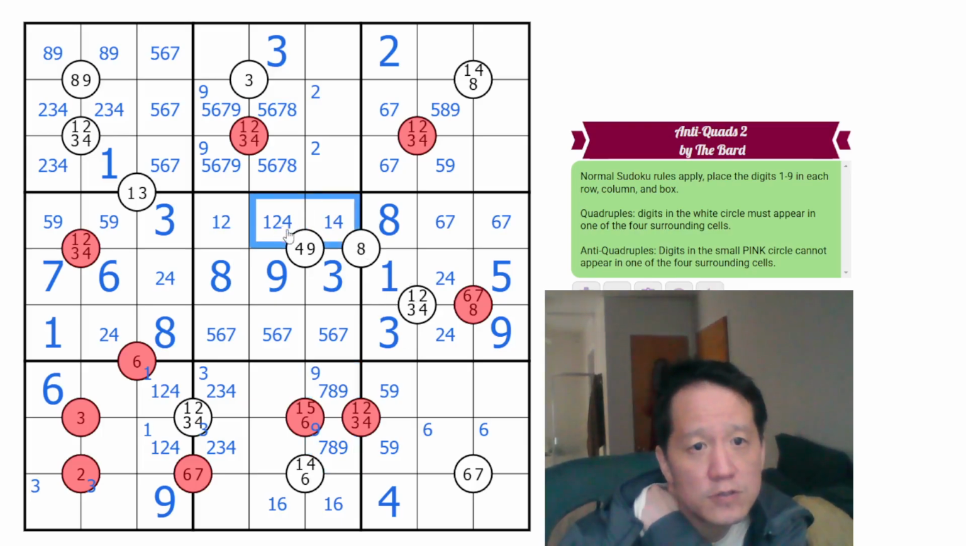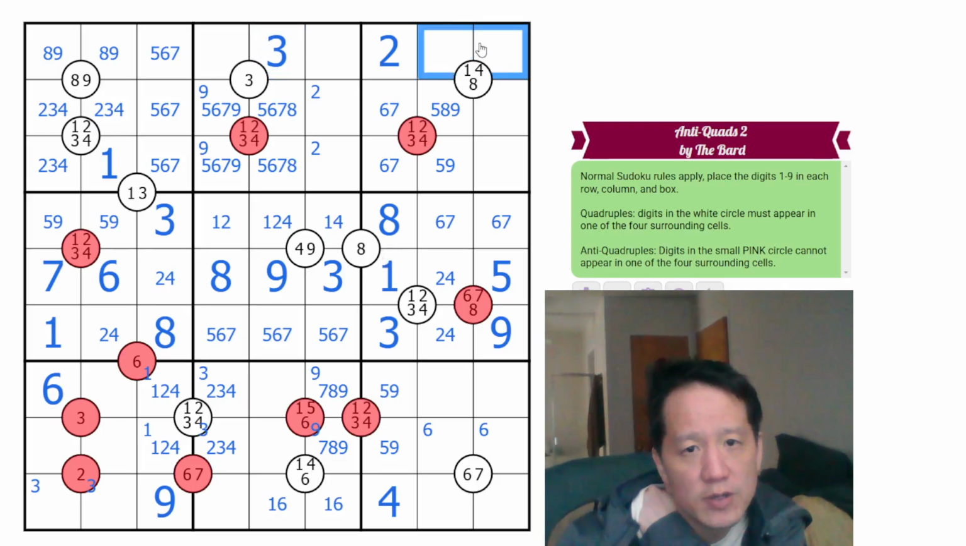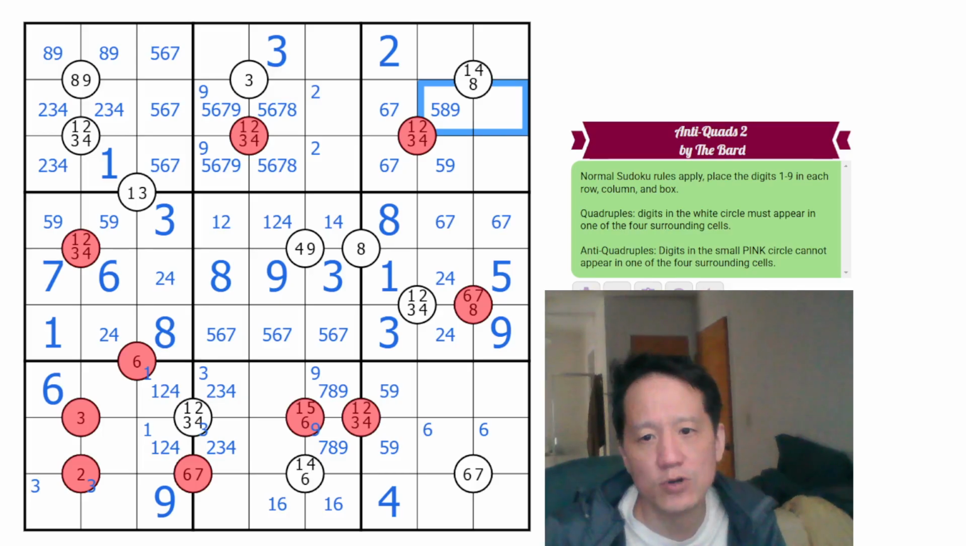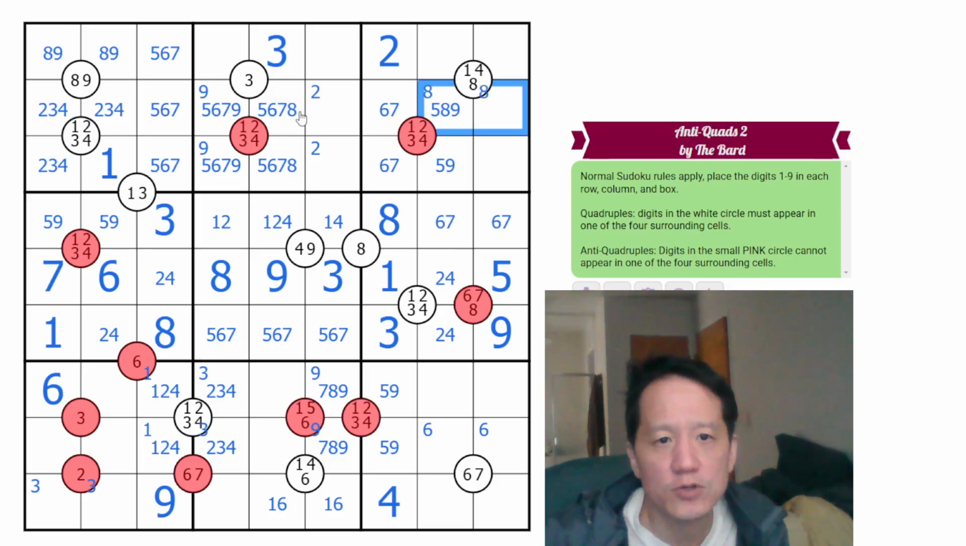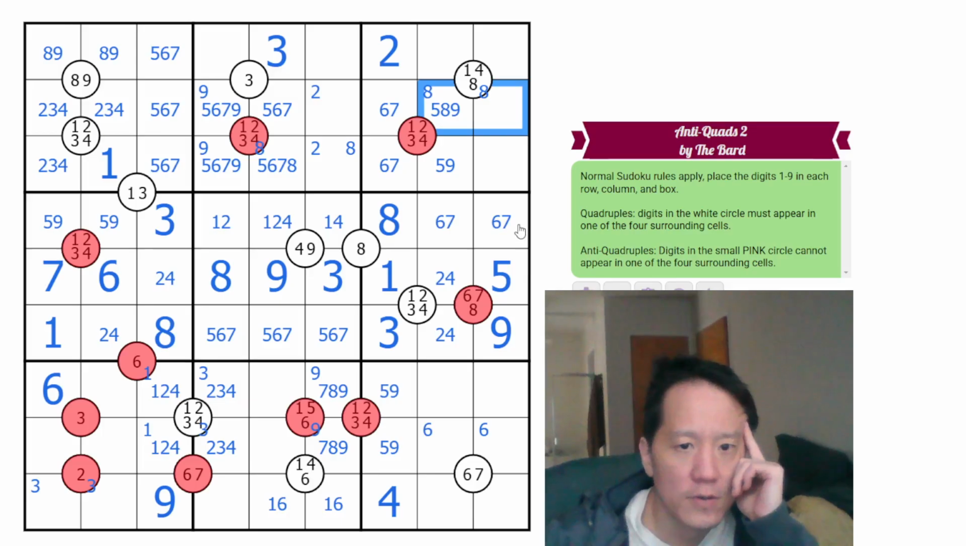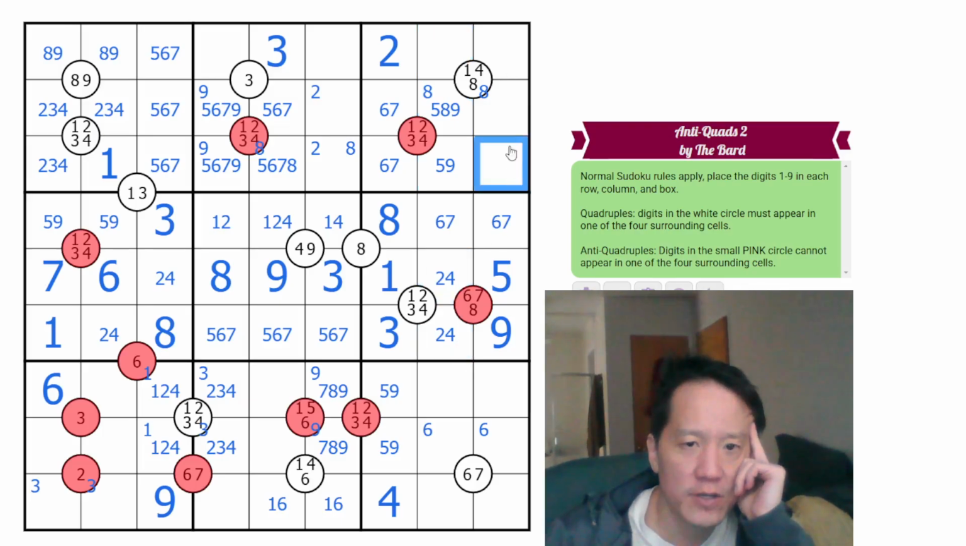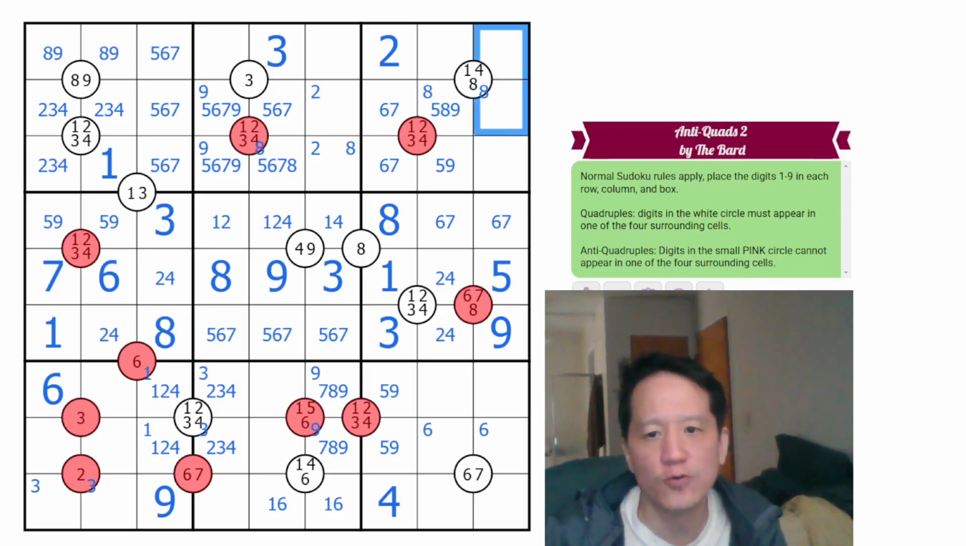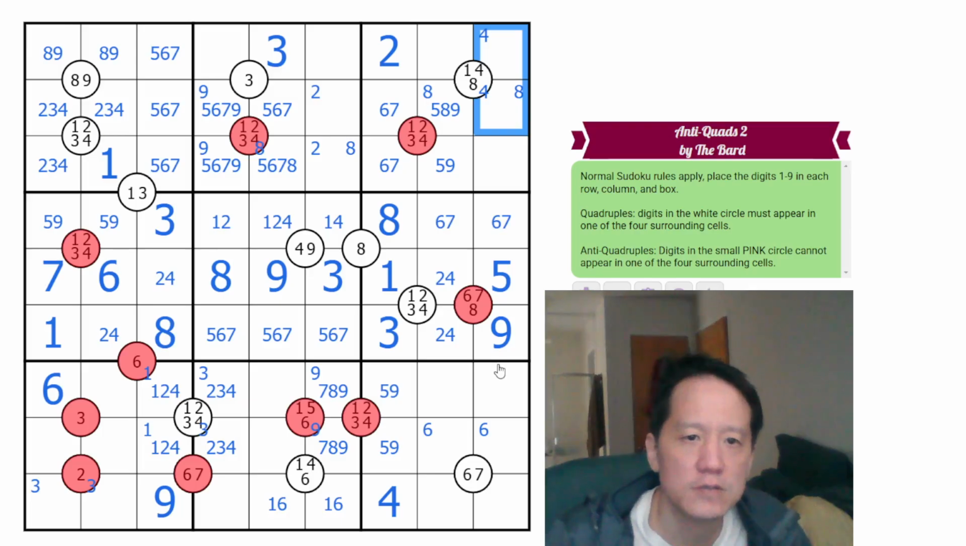4 has to be one of these two. 3 is there. 8 cannot be either of these cells because of the 8-9 pair in the row. So 8 has to be one of these two cells, which means this can't be 8. Where is the 8 now in this box? It can only be one of these two cells. 4 cannot be any of these cells because of the 2-4 pair here. And it can't be here because it has to surround the quad, so 4 has to be one of these two cells.